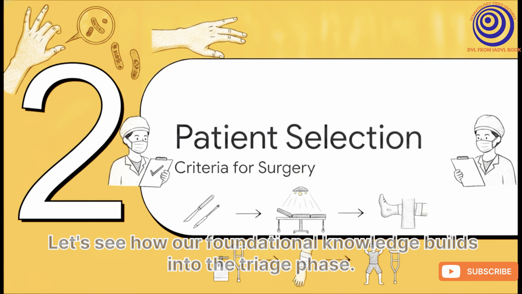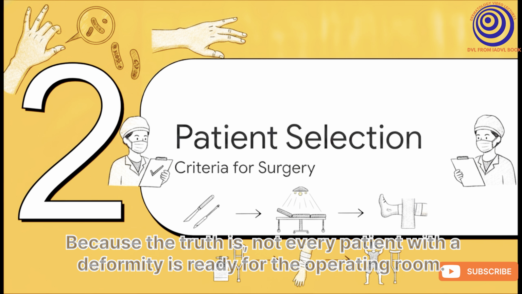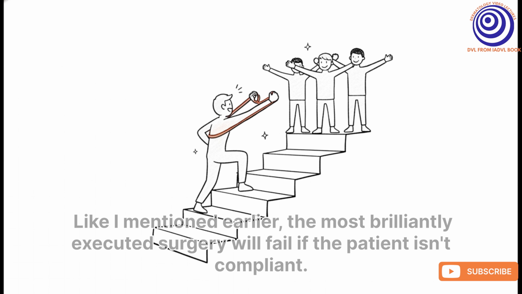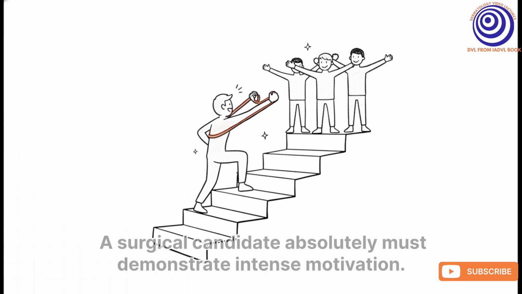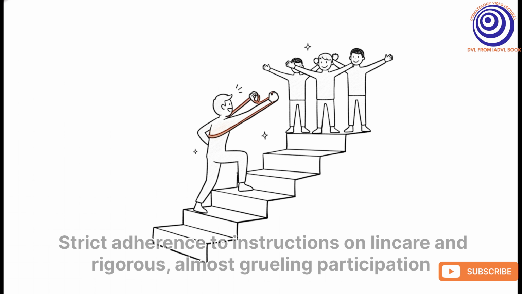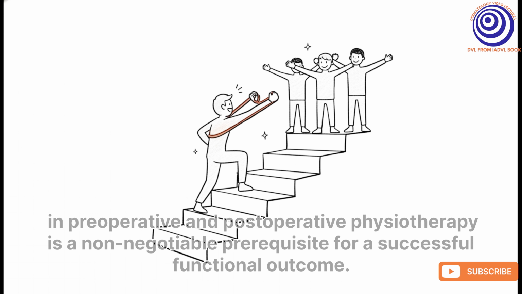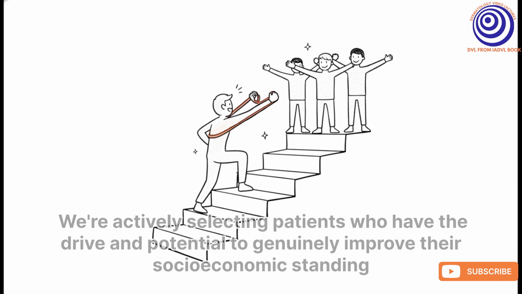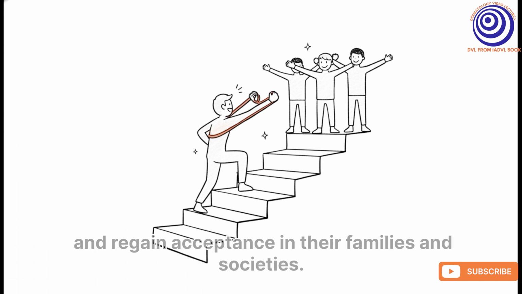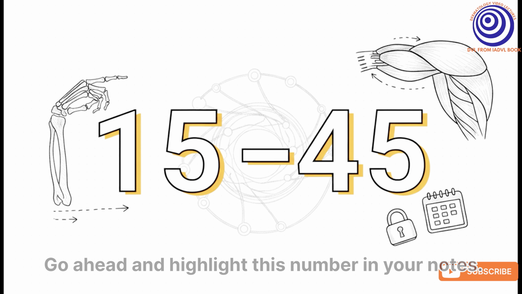Let's see how our foundational knowledge builds into the triage phase, because the truth is, not every patient with a deformity is ready for the operating room. Like I mentioned earlier, the most brilliantly executed surgery will fail if the patient isn't compliant. A surgical candidate absolutely must demonstrate intense motivation, strict adherence to instructions on limb care, and rigorous, almost grueling participation in preoperative and postoperative physiotherapy, which is a non-negotiable prerequisite for a successful functional outcome. We're actively selecting patients who have the drive and potential to genuinely improve their socioeconomic standing and regain acceptance in their families and societies.